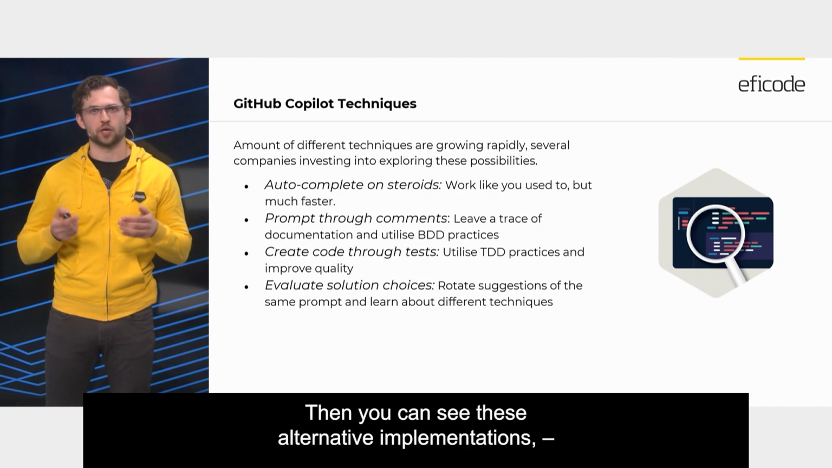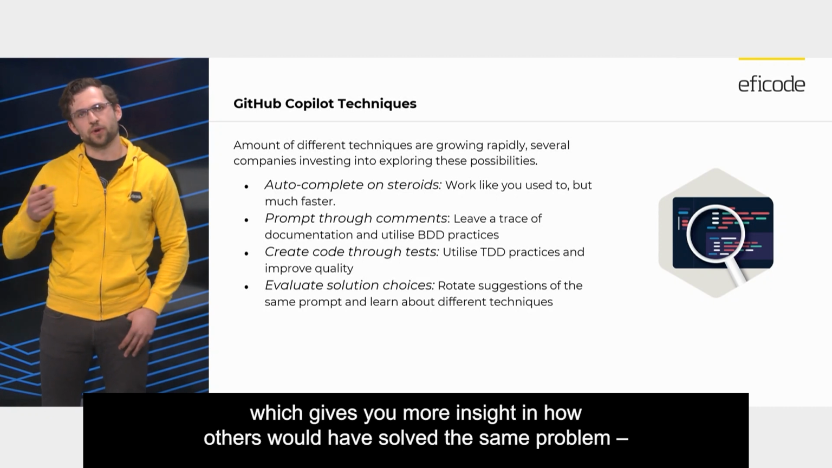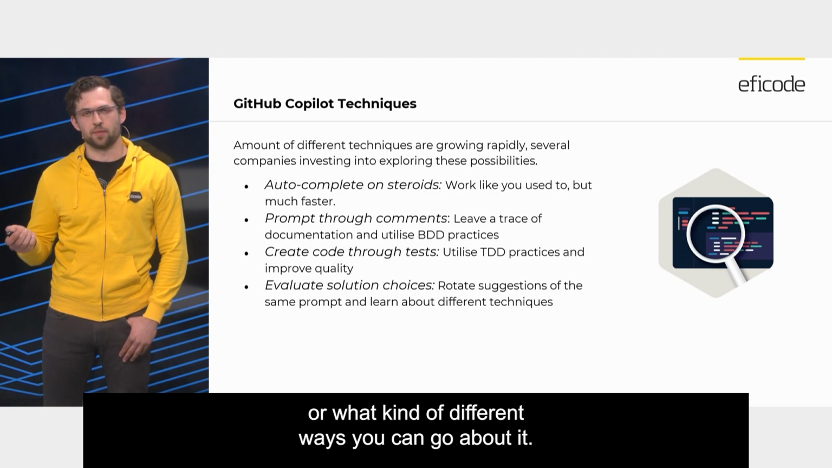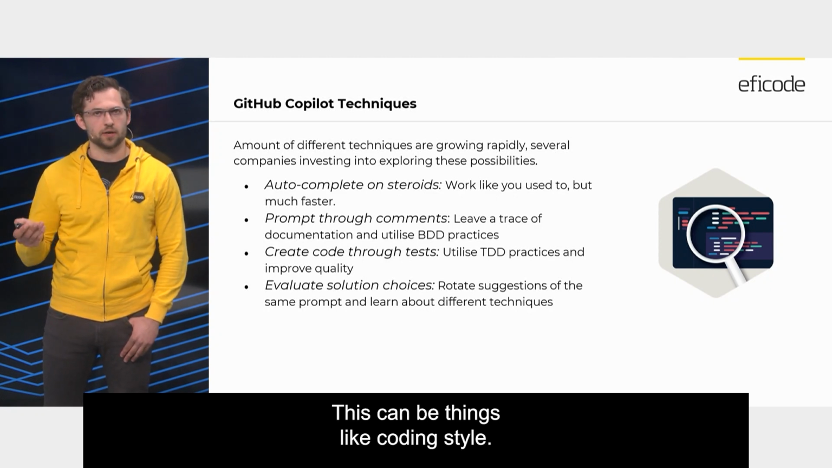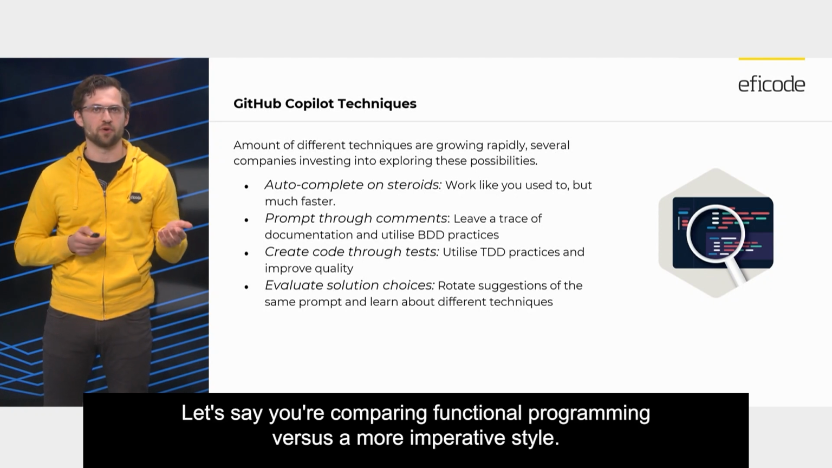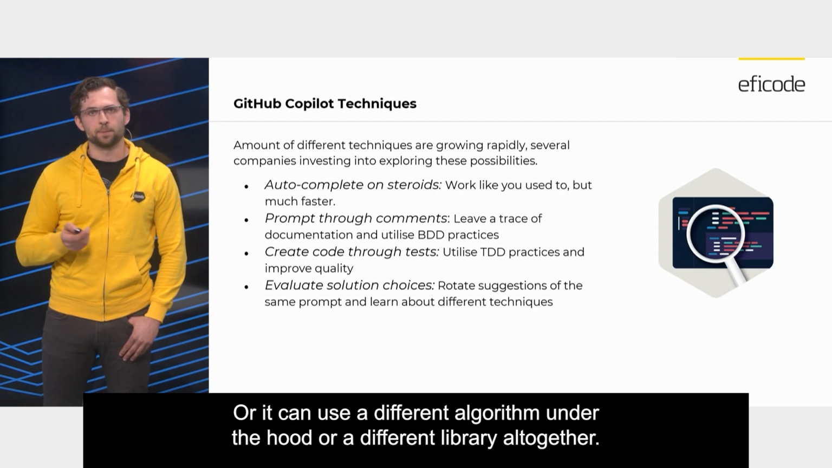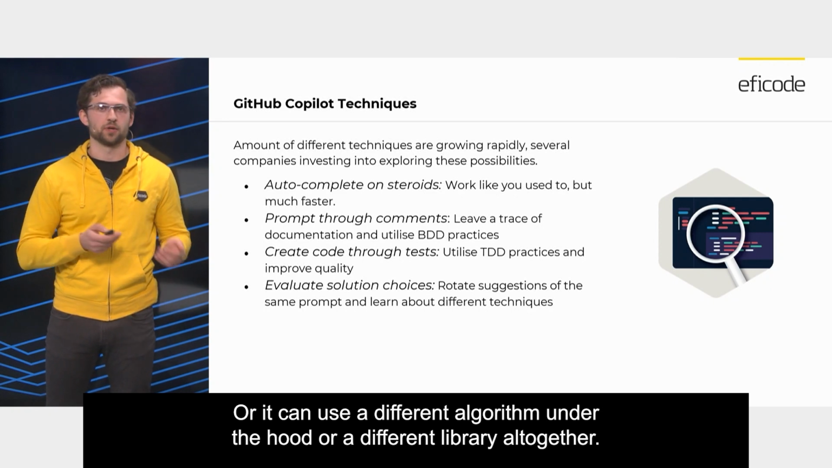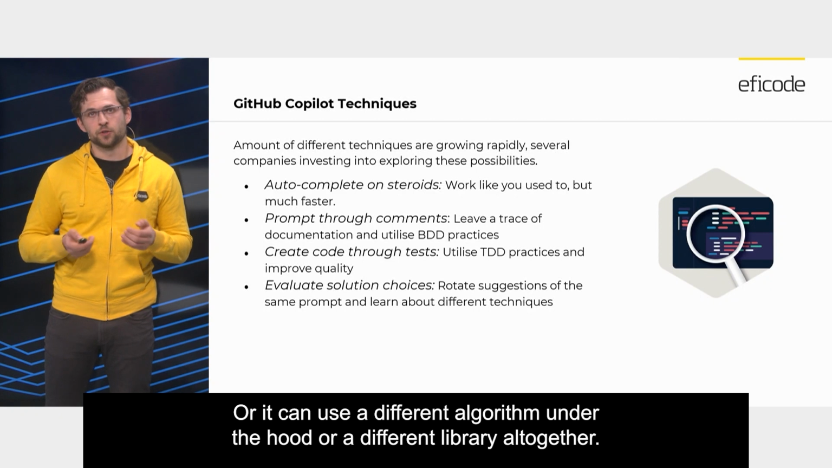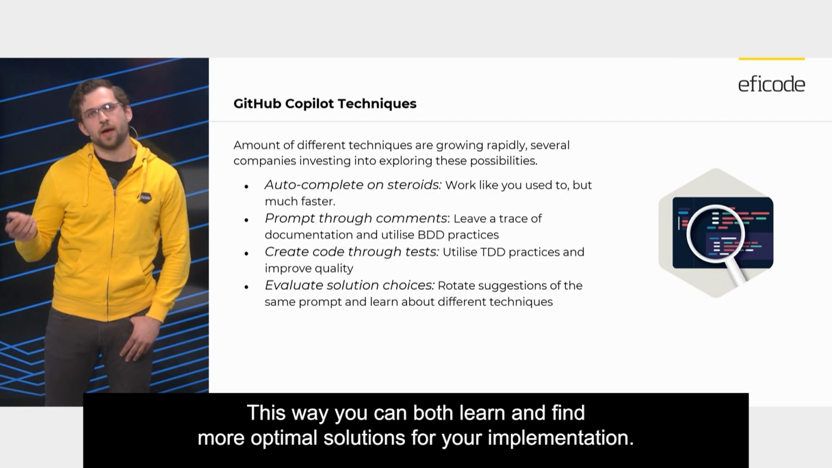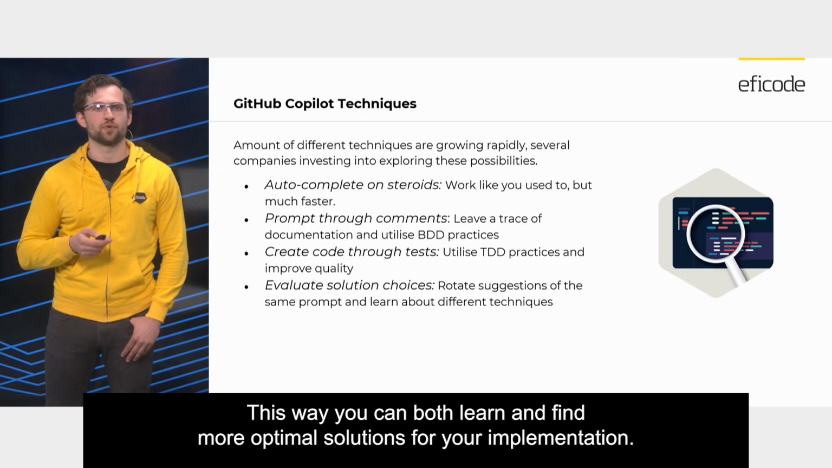And then you can see these alternative implementations, which gives you more insight into how others would have solved the same problem or what kind of different ways you can go about it. And this can be things like coding style, like comparing functional programming versus a more imperative style, or it can be things like it uses a different algorithm under the hood or a different library altogether. So you get more understanding of the context you're working on. This is a way you can both learn and find the more optimal solutions for your implementation.